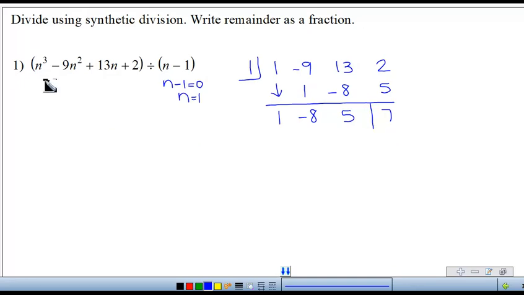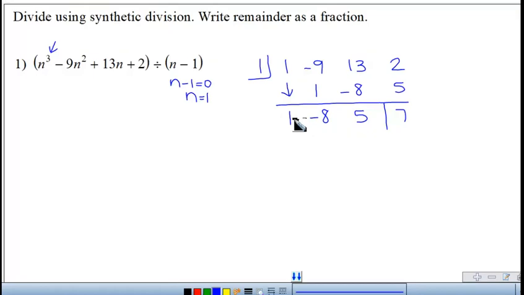When you're writing your final answer, you need to put your variables back in. So you want to look at the largest exponent in the original dividend. This one had a degree of 3, and we're going to use 1 less in our answer. So I have n squared and n, and then my constant and my remainder. To write my final answer, I'll have n squared minus 8n plus 5, and then I'm going to write down a plus sign and put my remainder over my divisor, n minus 1.